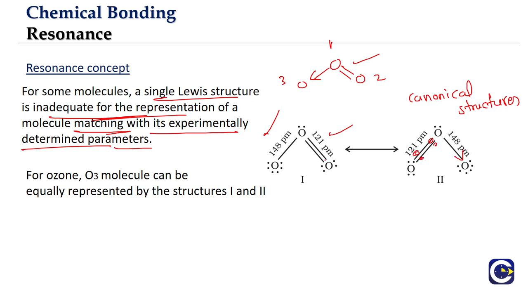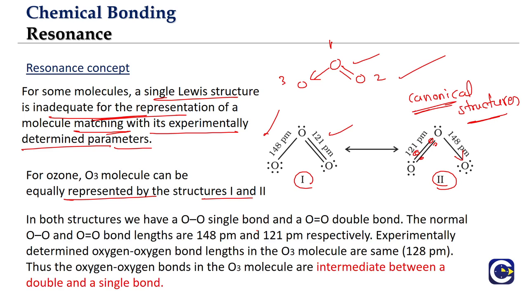Which means for ozone we are able to give two Lewis structures. Henceforth we will call them canonical structures. Ozone as such can be represented equally by both these structures. But when we say ozone can have this structure as well as the other, what we are saying is that one bond in ozone will have a length of 148 picometer and the other bond will have 121 picometer. Single bond means 148, double bond means 121.